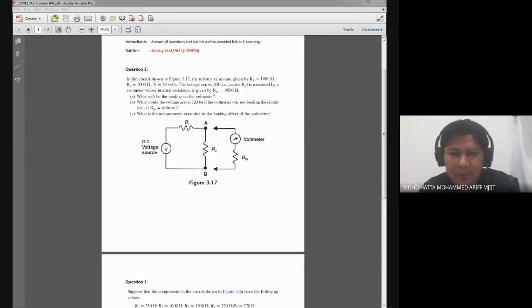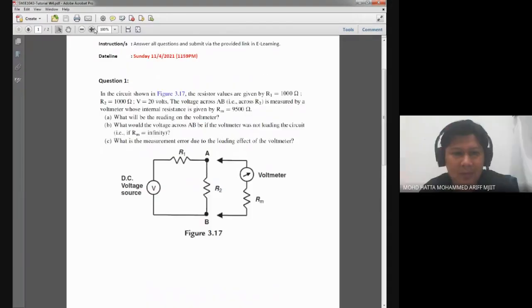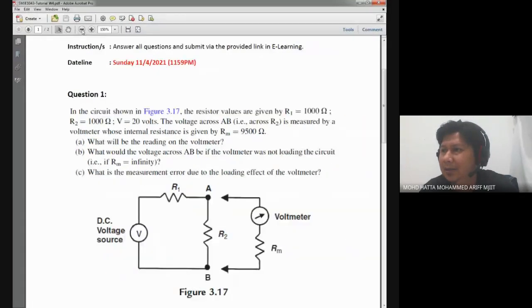Okay. Can you see the PDF file that I'm displaying over here? Yes, okay, not big enough. Okay, I think this is better. All right.